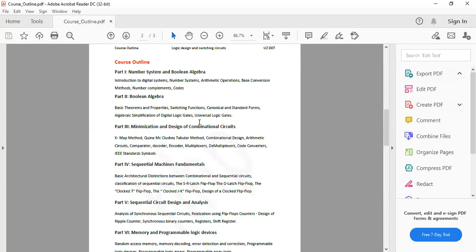Why are we doing logic design? It is to learn the representation of signals in digital form. Why? Because we are now living in a digital world. We have computers all over the place. The way the data is represented is in digital form, and that is what we will be focusing on in this course.